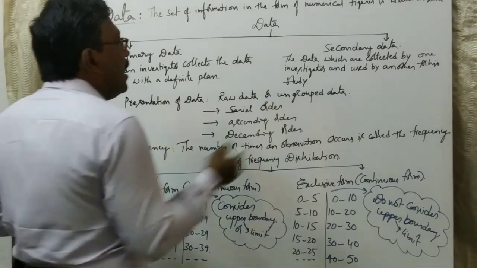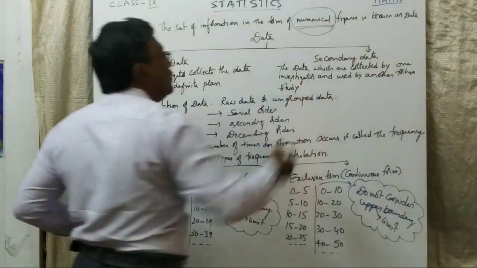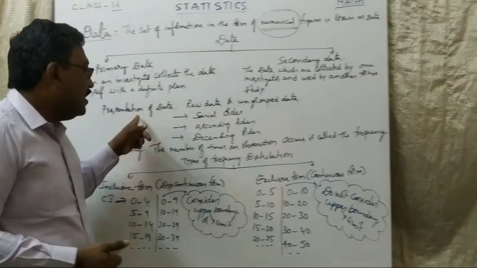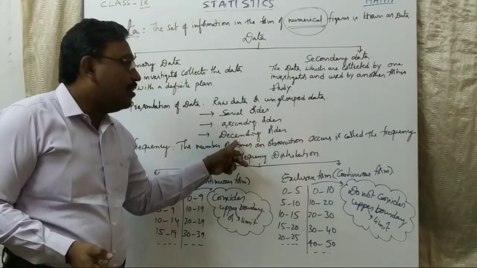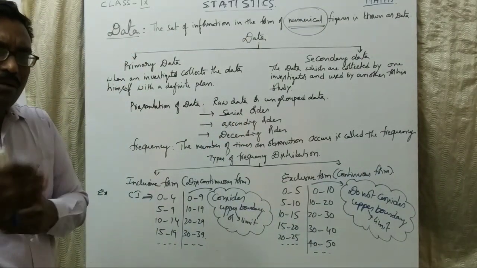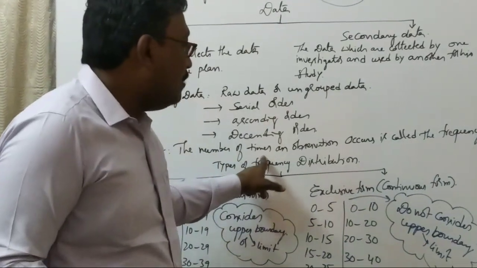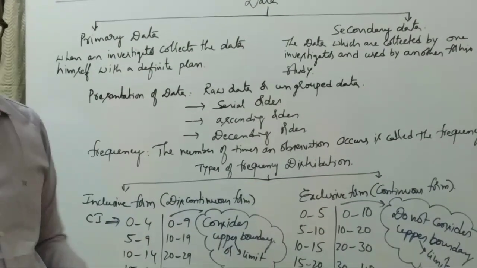Because the data depends on the numerical figures. So presentation of the data is either in serial order, ascending order or descending order. After placing that, it is called frequency. The number of times an observation occurs is called its frequency.